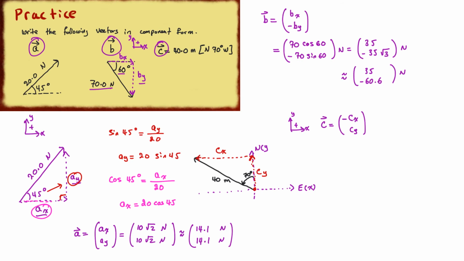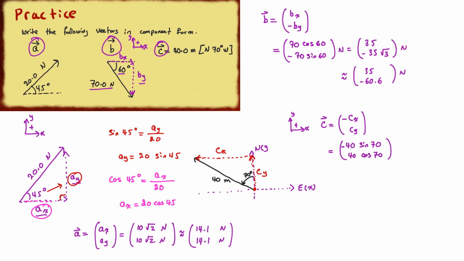And my y component is in the same direction as my positive coordinate system, so it's going to be positive. To find the value of cx, I have to use SOHCAHTOA, and cx is right here. It is opposite to my angle, and for opposite, I will use sine of my angle, so I will multiply the hypotenuse, which is 40, by the sine of 70, and this is a negative value because it's opposite to my positive x-axis. And for my y value, my y here is adjacent to my angle, so I have to use cosine, so this will be 40 cosine of 70.